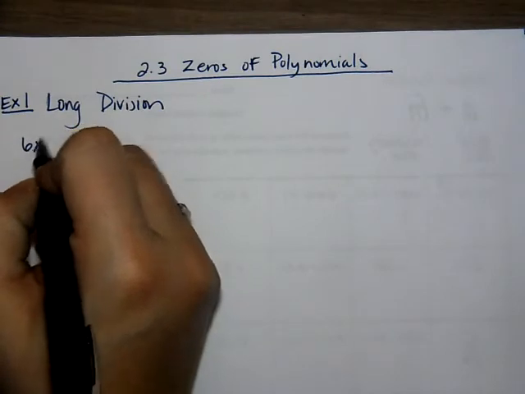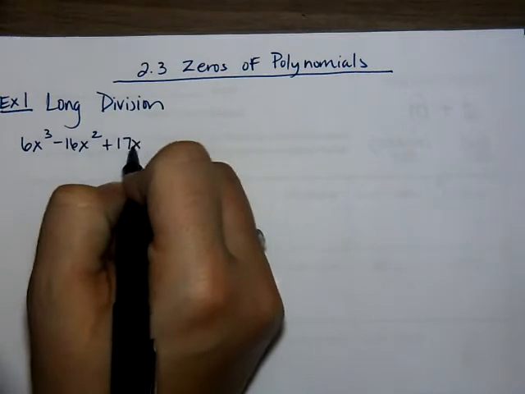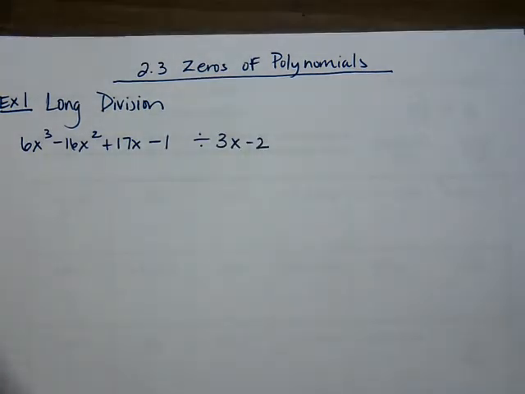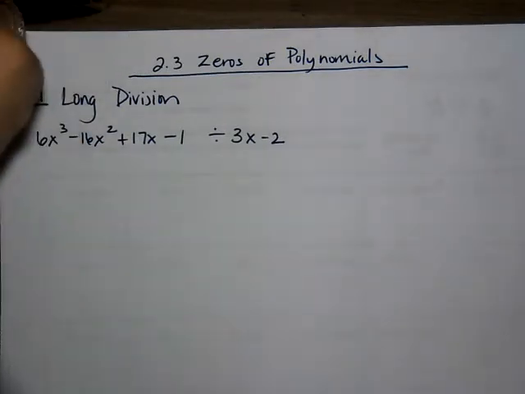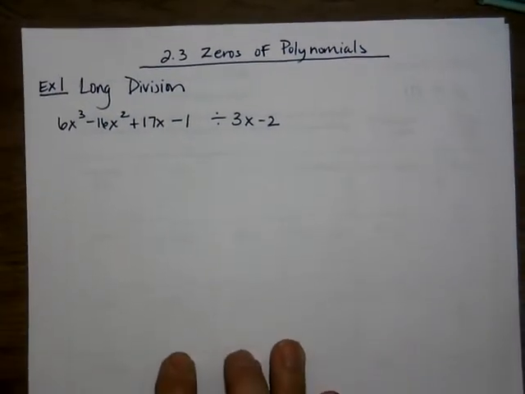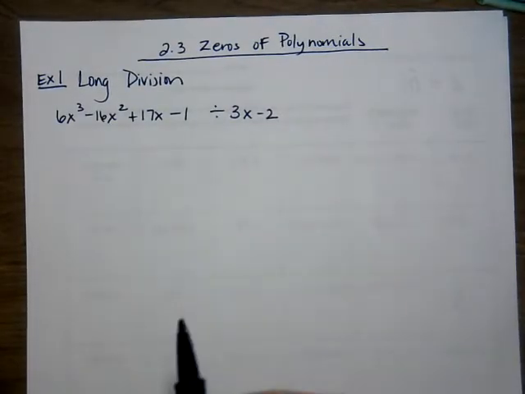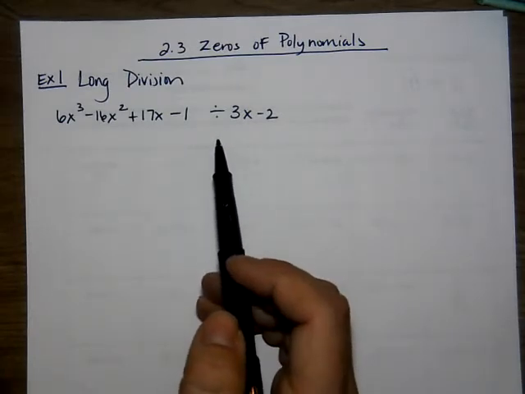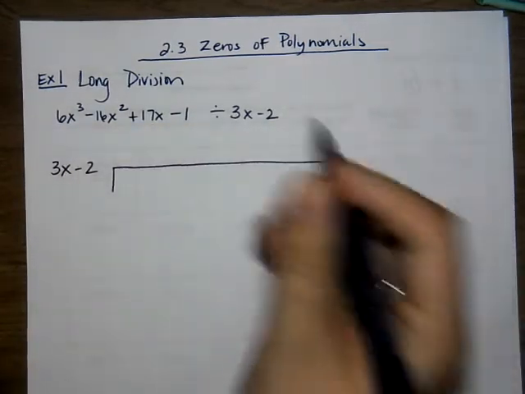So let's say we have 6x cubed minus 16x squared plus 17x minus 1 divided by 3x minus 2. Remember, you have to decide what goes on the outside and what goes on the inside. So this would just be like a fraction bar. It's like dividing by 3x minus 2, so 3x minus 2 goes on the outside. You create your big division.